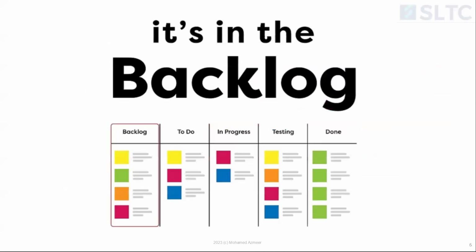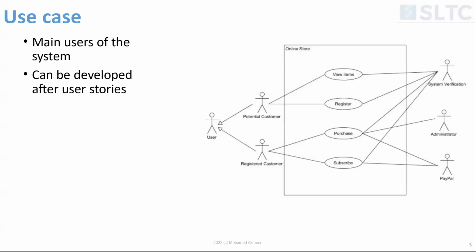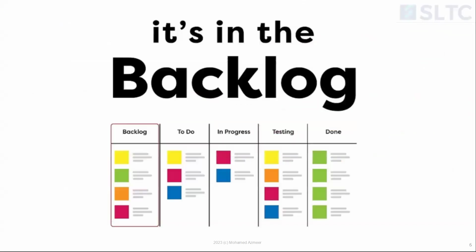You write it down in a section called backlog. Those are the features, right? Now, for example, if I go back here, there is a feature called view items. Another one called register users. Another one called purchase items. Another one called subscribe users. So these are features. So these four can go to the backlog. We call it a backlog because these are the things that we can take out and do.